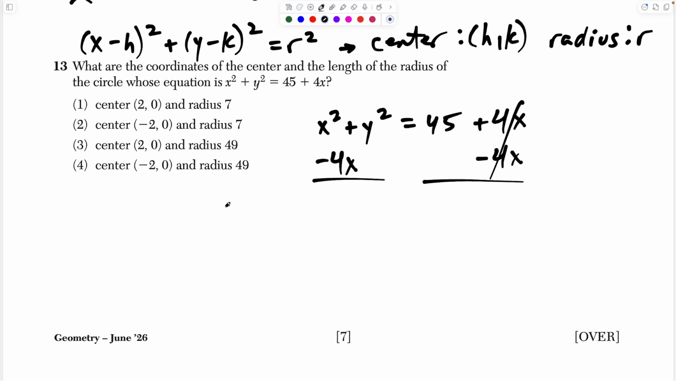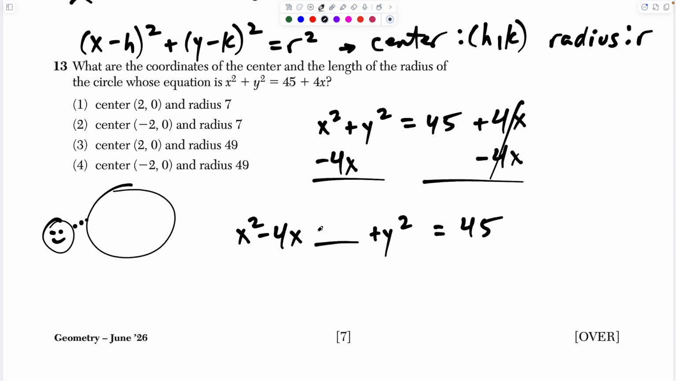Now I'm going to write this a little bit different. I'm going to write x squared minus 4x, but then I'm going to leave a space. And then I'm going to say plus y squared, and now equals, I have 45 on the right side. Now, when you are completing the square, the idea is you want to look at the b value. When I say b value, I'm referring to back in Algebra 1, when you had y equals ax squared plus bx plus c. The b value refers to the coefficient of x. And here we have a b value of -4.